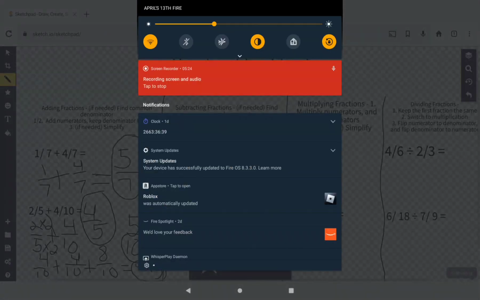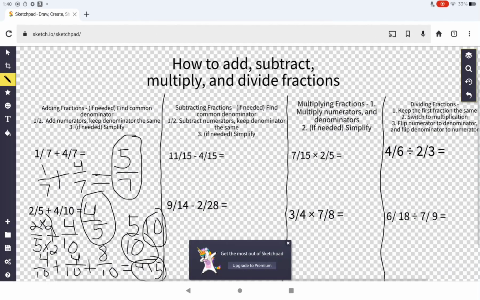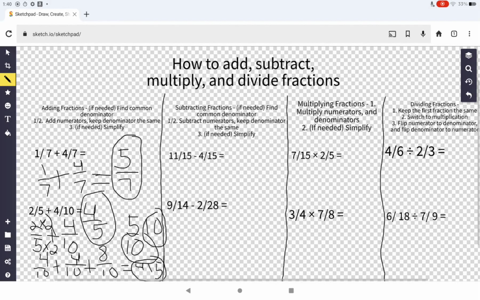Alright, so next we have subtracting fractions. Now we have two examples to go through. I'm not really going to go through these. I mean, I will. I can rewrite them.